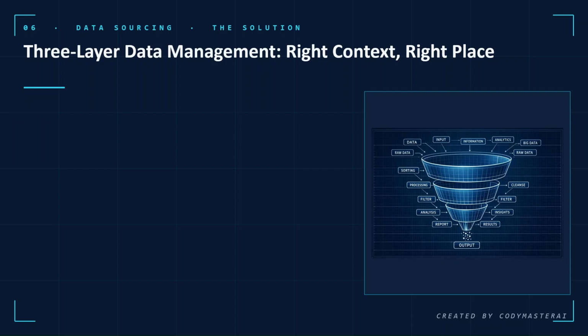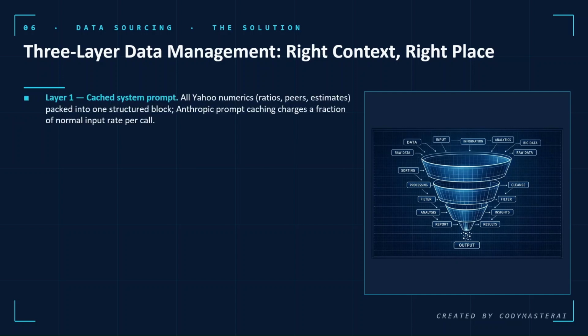The solution I designed is a 3-layer data architecture. Layer 1 is the cached system prompt. All the Yahoo Finance numerics are packed into one structured block. With Anthropic API level caching, each subsequent call on the same company's analysis is much cheaper.